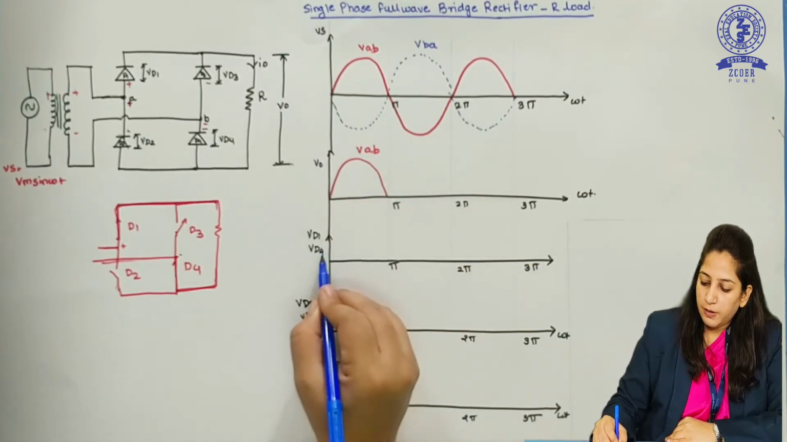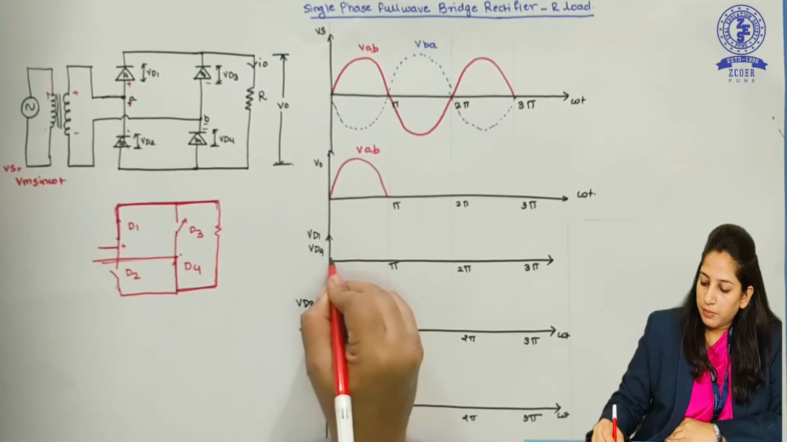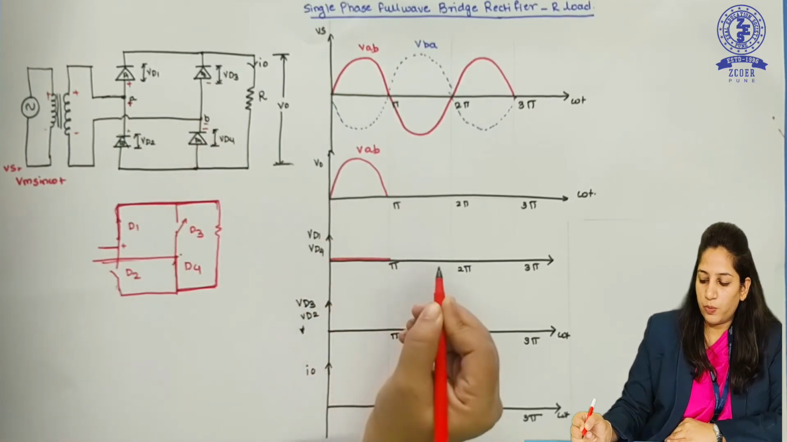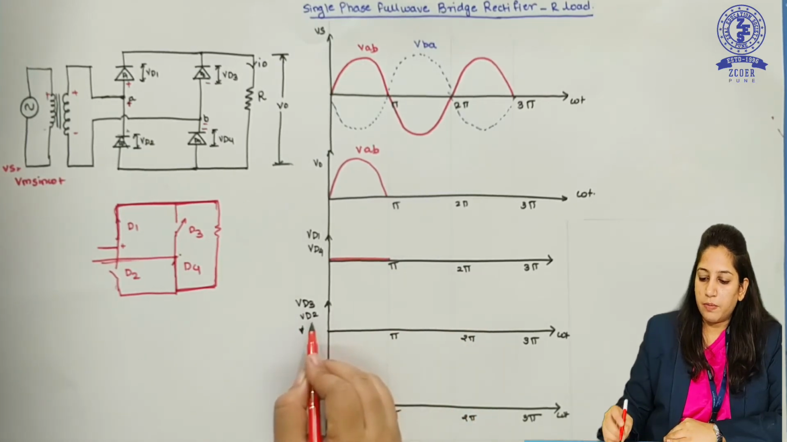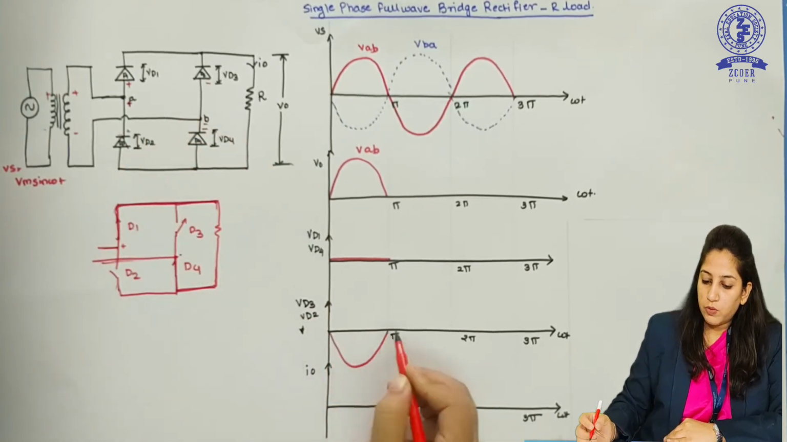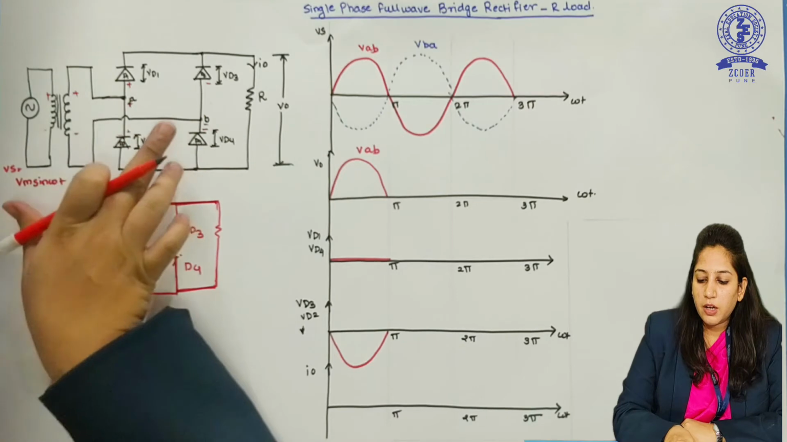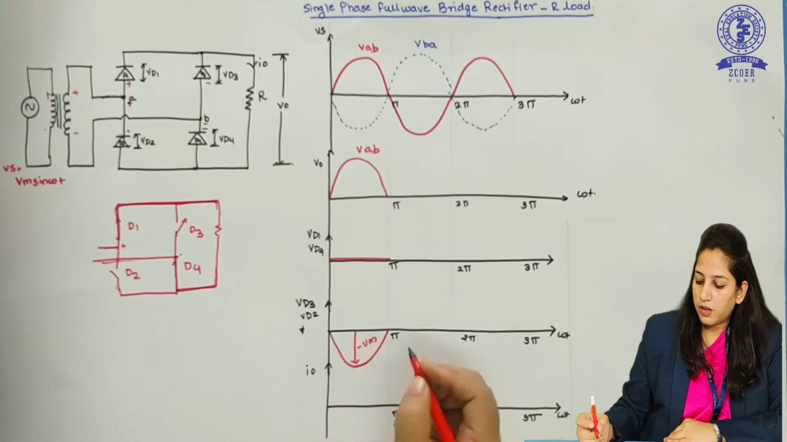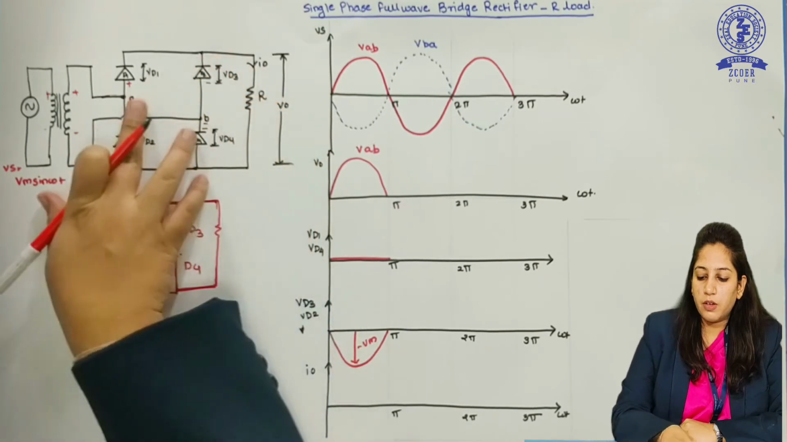So when D1 and D4 are forward biased and conducting, the voltage across these diodes is 0. Similarly, D3 and D2 were not conducting at that time. So whatever the applied voltage VM across AB is, it will appear across these two diodes. So it will be minus VM across D3 and D2. It will not be 2 VM because it is minus VM being applied here.